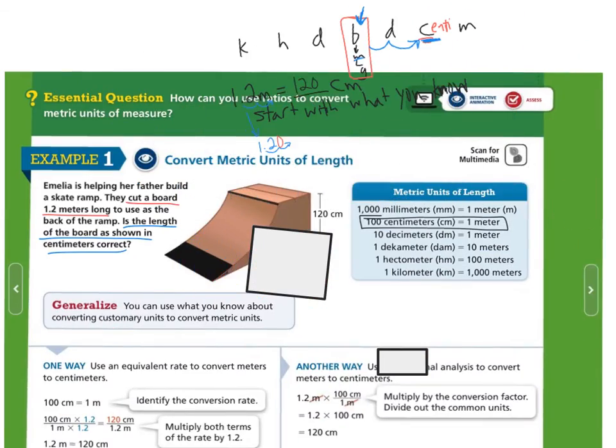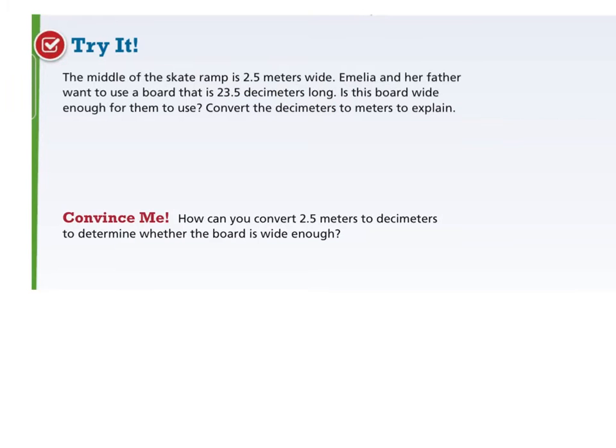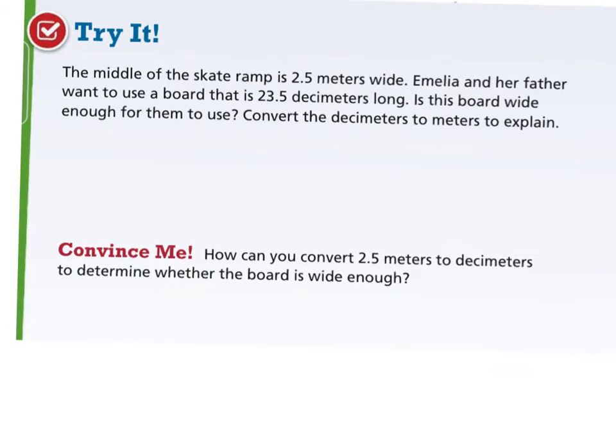So if you look at the try it, it says the middle of the skate ramp is 2.5 meters wide. Amelia and her father want to use a board that is 23.5 decimeters long. Is this board wide enough for them to use? Convert decimeters to meters to explain.